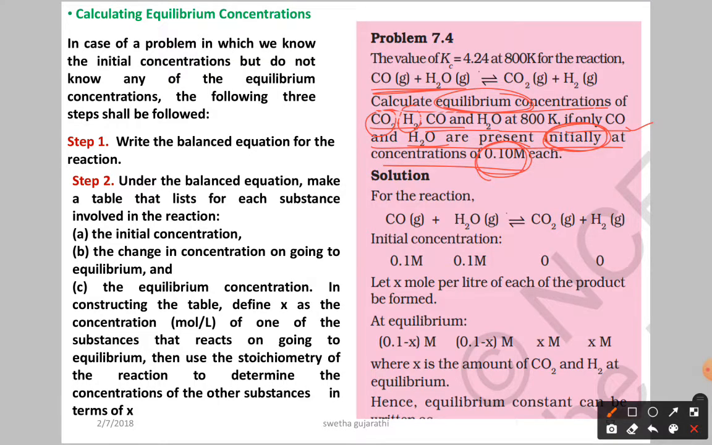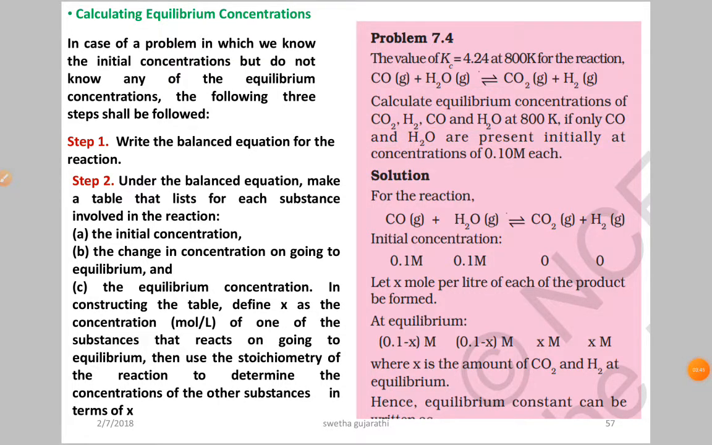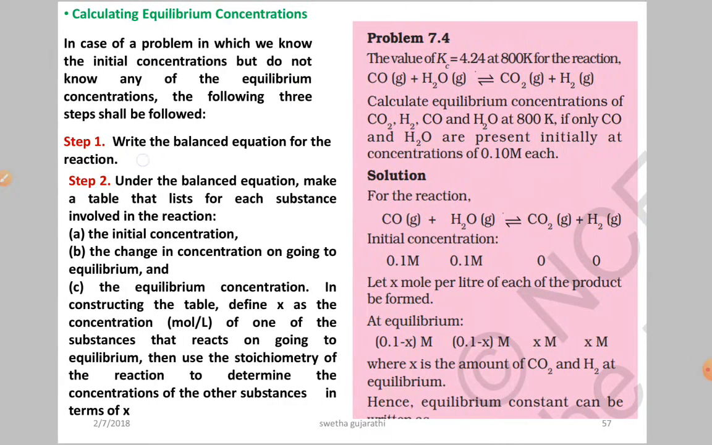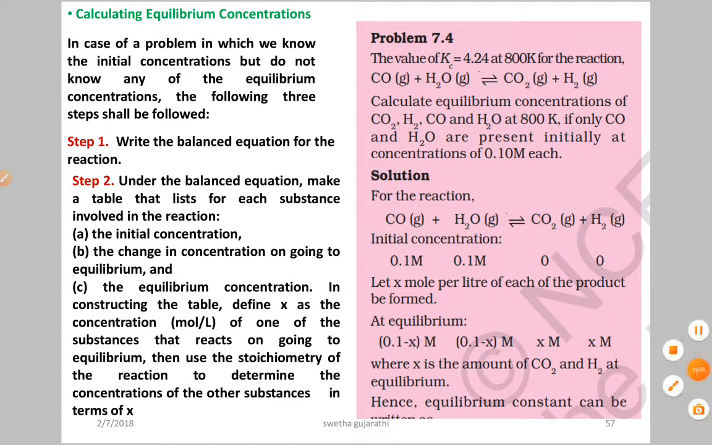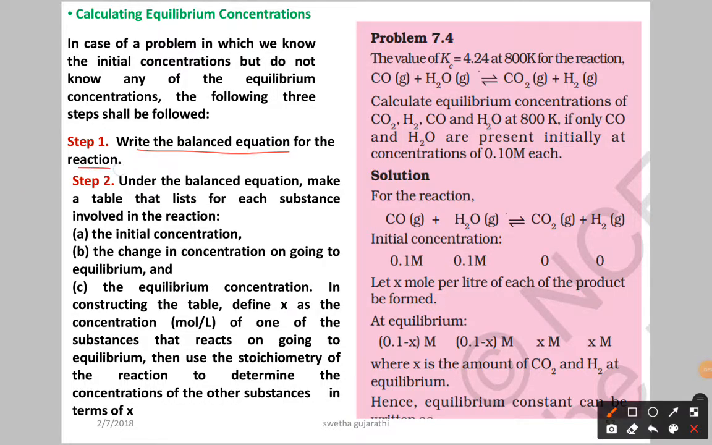Now let us see the steps. We are going to follow some steps. First, we have to write the balanced chemical equation, whatever is given. In the solution, first we write the balanced chemical equation. It is already there, so you need not write it yourself. This is the balanced chemical equation, so the first step is over.